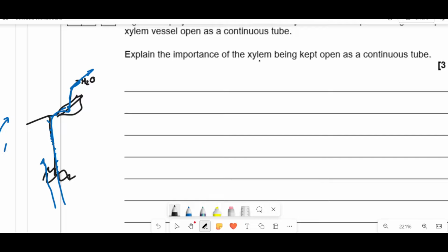So here it says, explain the importance of the xylem being kept as an open continuous tube. So if it's an open continuous tube, it means that it's just a tube with no interruptions.